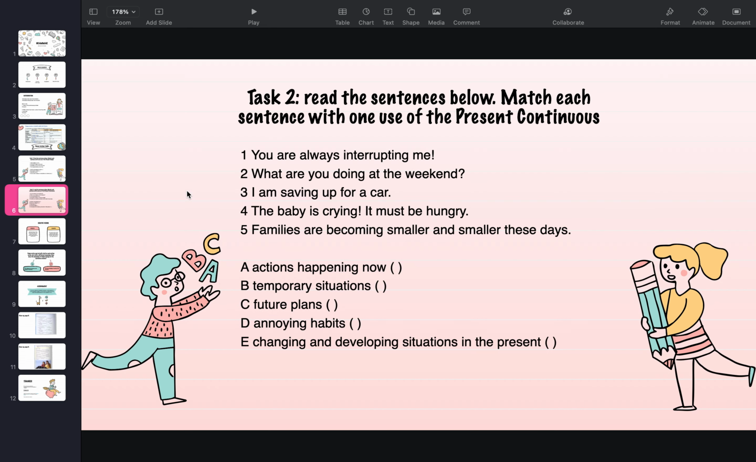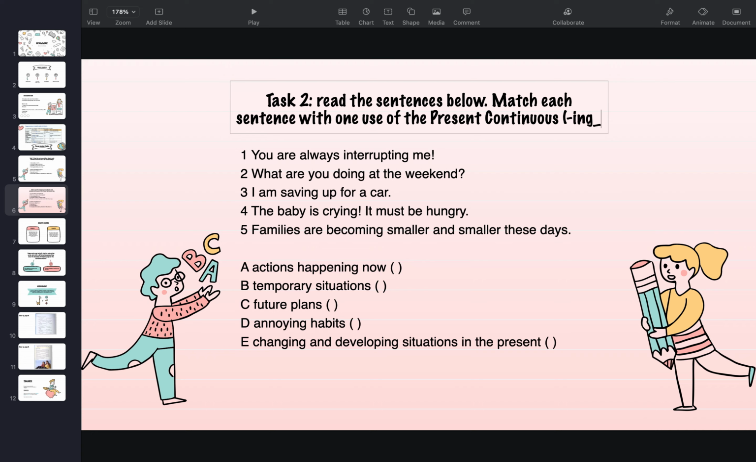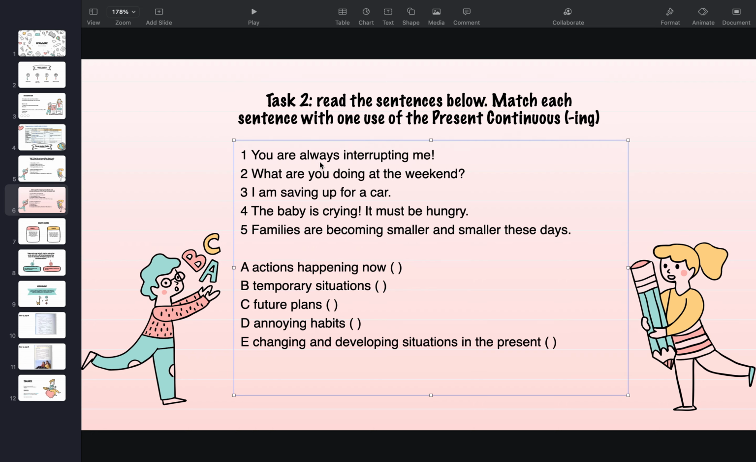Let's move on to your second task. Read the sentences below. Match each sentence with one use of the present continuous. Okay, present continuous. Okay, remember dalam ayat present continuous dia ada ing dalam verb dia. Alright. You are always interrupting me. Yang mana satu verb, perbuatan. Interrupting. Okay. Interrupting ni maksud dia mengganggu. So, you are always interrupting me. Kamu selalu kacau saya, mengganggu saya.